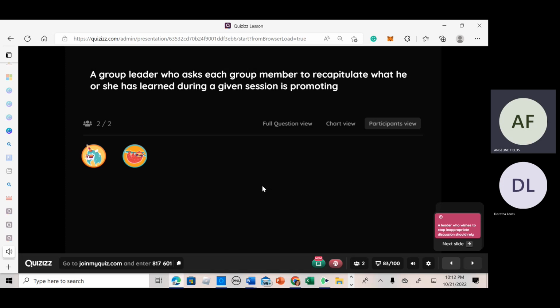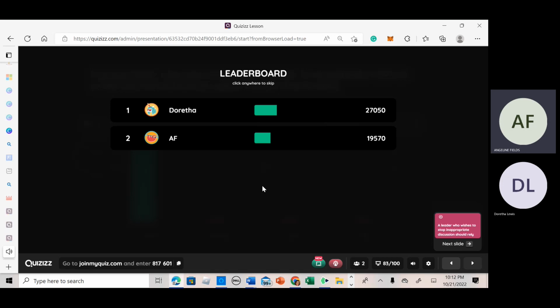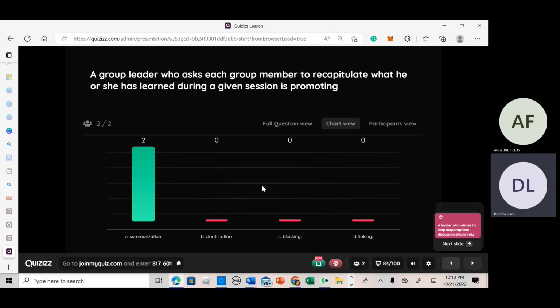A group leader who asks each group member to calculate what he or she has learned during a given session is promoting summarization, which is also appropriate in individual work. It is merely the act of bringing together a number of important thoughts, insights, feelings, or transactions. And if you think about the word in therapy, it's similar: you're summarizing things from the beginning of the group and throughout the whole group, capturing all that information that was gathered in the beginning.